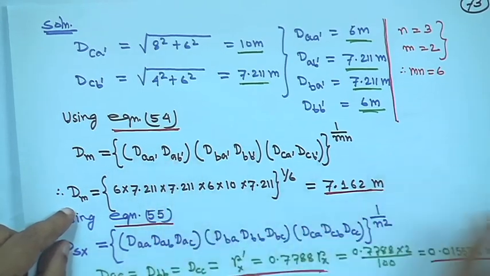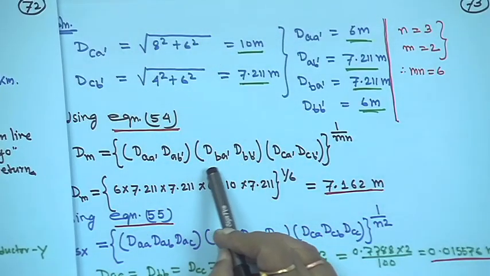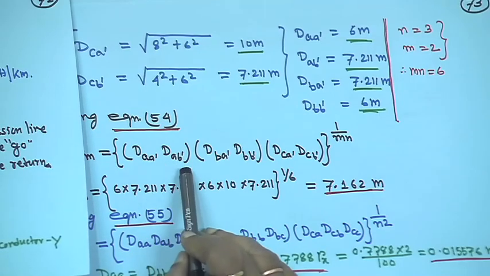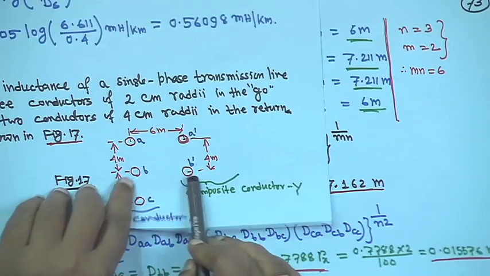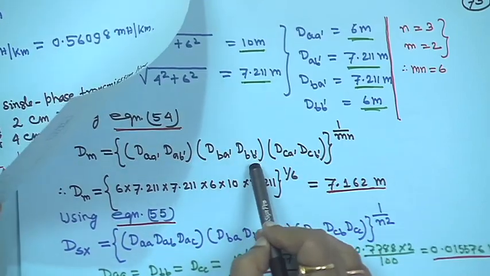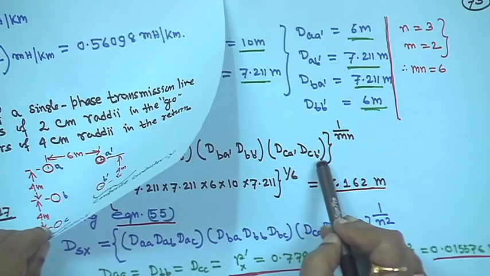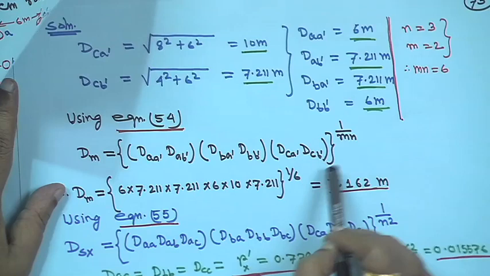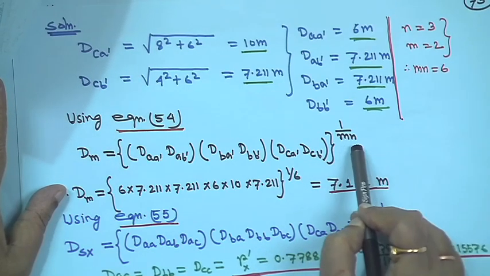So, in that case, the mutual one, all possibilities: daa dash, dab dash. Next you will take dba dash, dbb dash. Next we will take dca dash and dcb dash. All the mutual possibilities you take to the power 1 upon mn, where m is equal to 2 and n is equal to 3.